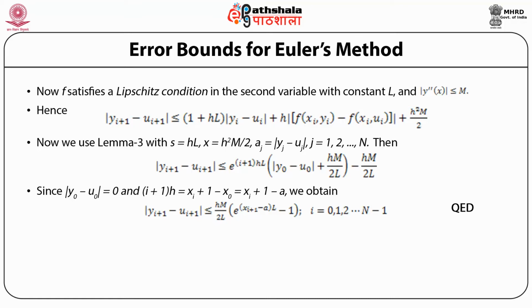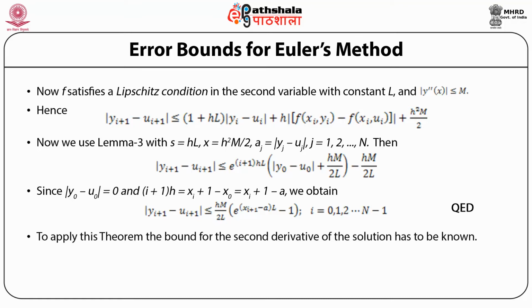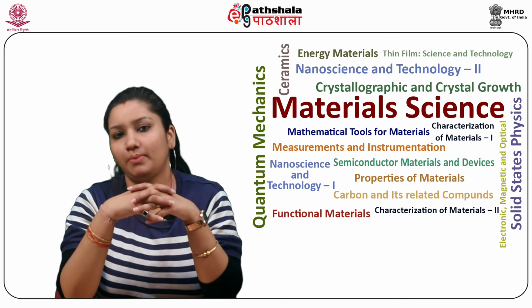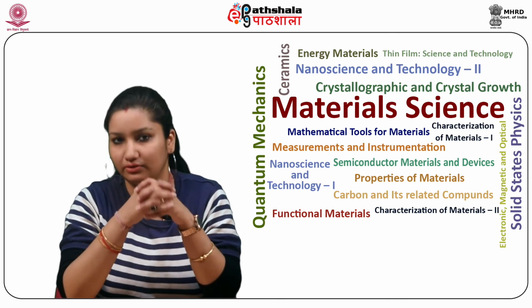To apply this theorem, the bound for the second derivative of the solution has to be known. However, if del f by del x and del f by del y both exist, then y double prime equals del f by del x plus del f by del y into f(x, y). So it is at times possible to obtain an error bound for y double prime without explicitly knowing y(x). Let us study the total truncation error.